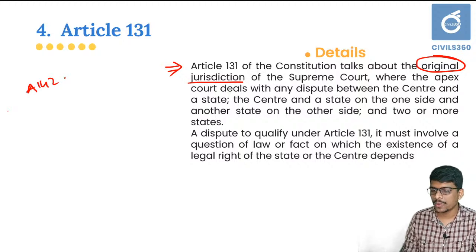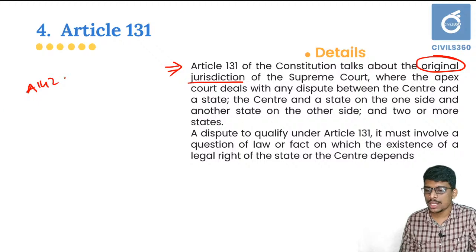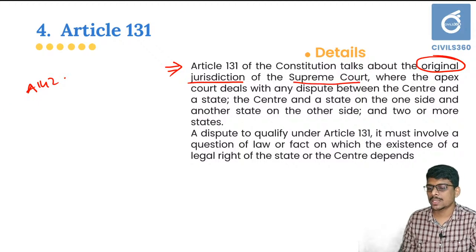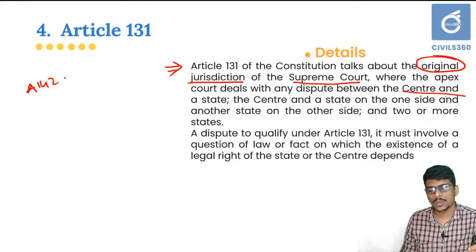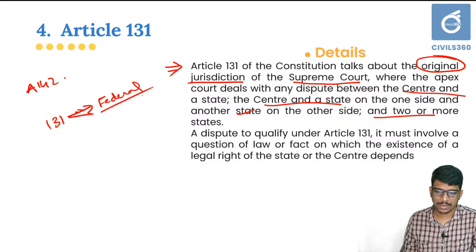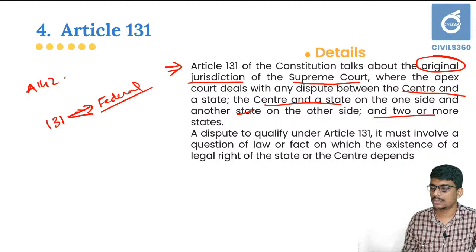Article 131 of the Constitution talks about the original jurisdiction of the Supreme Court, where the apex court deals with any dispute between the center and a state. That is, the original jurisdiction of the Supreme Court, where the apex court will be dealing with disputes between the center and a state on one side and another state on the other side, or two or more states. That is, Article 131 deals with all the issues pertaining to federal disputes between states, or between the center and states, or between a group of states and the center.